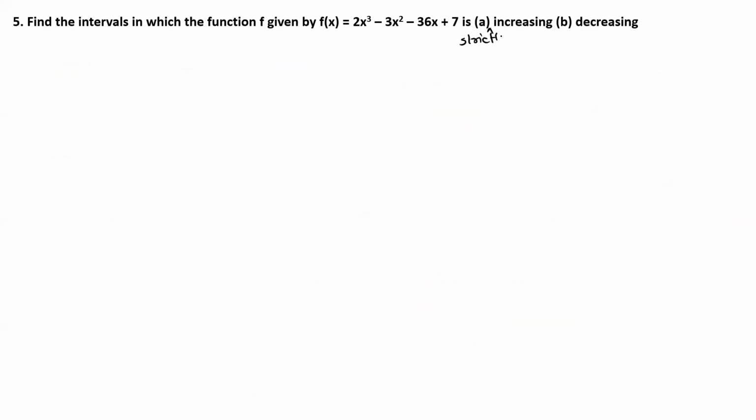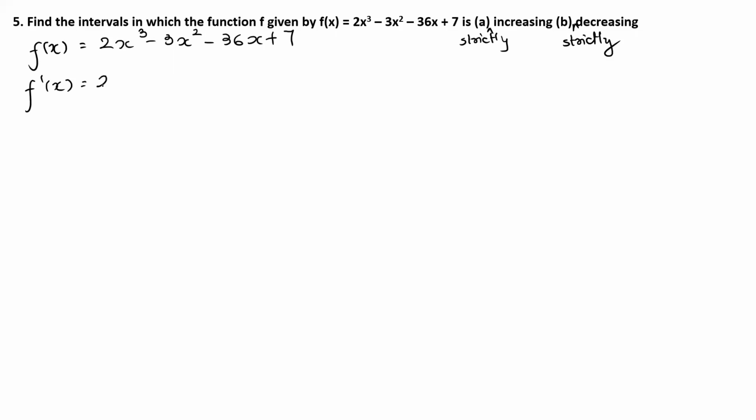Yes. So that's what we are going to find out: two intervals, one for strictly increasing and one for strictly decreasing. Let us start with our basic thing. We start with f x, which is 2x cube minus 3x square minus 36x plus 7. We'll find out the differentiation, which is f dash x.